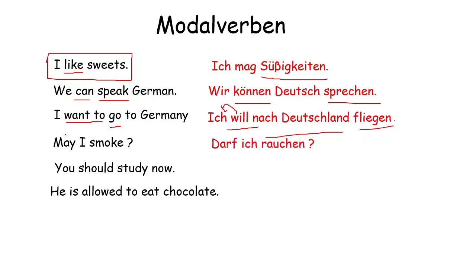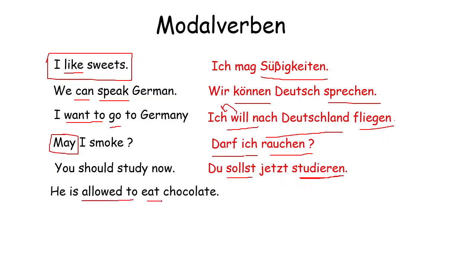May I smoke? Question mark. Darf comes at the first position, then ich, then rauchen, not conjugated. You should study now. Du sollst jetzt studieren. Modal verb in second position, actual verb at the end, and it does not conjugate. He is allowed to eat chocolate. Here are 2 verbs, allowed to and eat. So, darf at second position, conjugated with the subject, Schokolade, essen at the end.